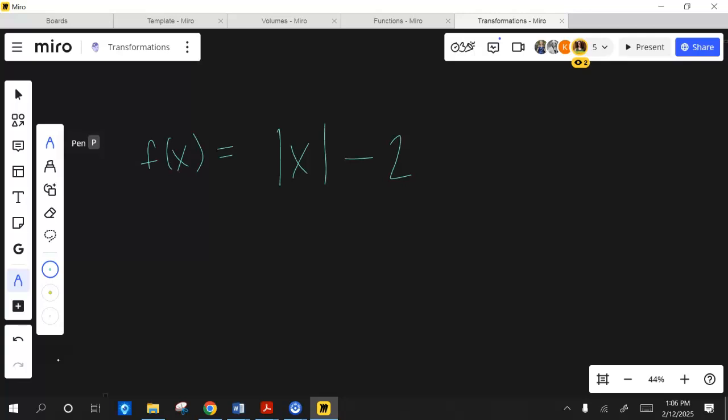All right. Describe the transformation and tell me the domain and range. Mark, set, go.